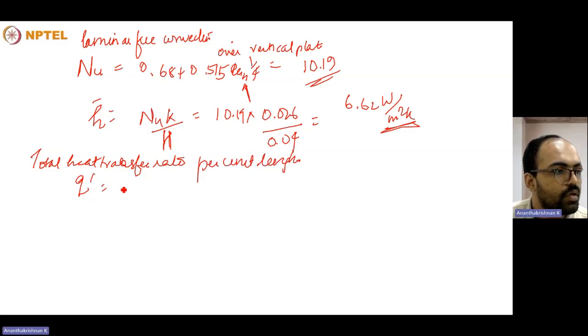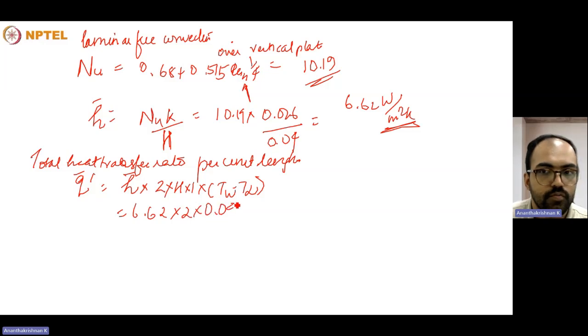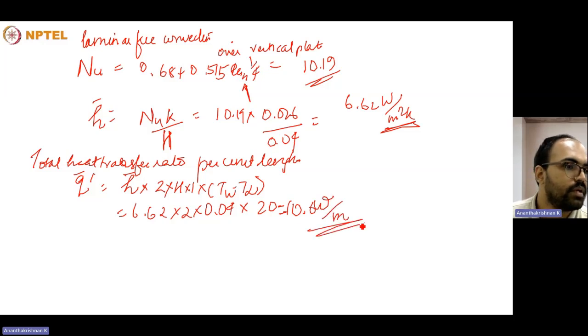The total heat transfer rate per unit length will be equal to the heat transfer coefficient multiplied by, instead of area, per unit length, 2 times the height multiplied by 1, into T_w minus T infinity. So it is 6.62 into 2 into 0.04 into 20. So the value will be equal to 10.6 watt per meter. So that will be the total heat transfer rate per unit length for a vertical channel.